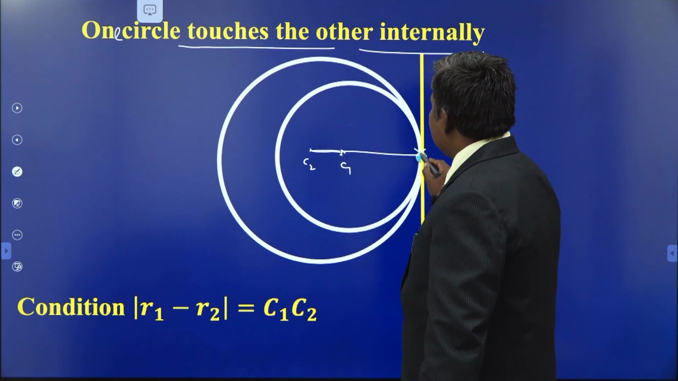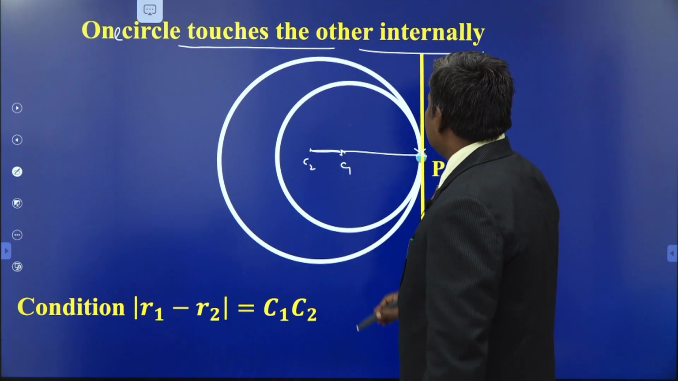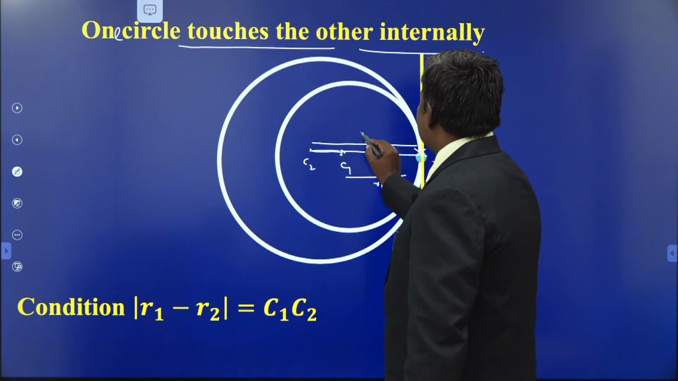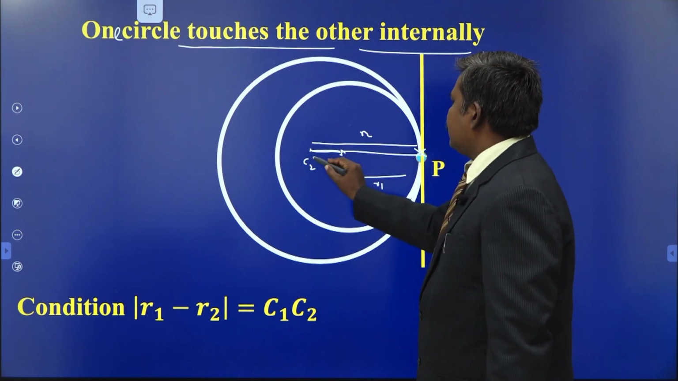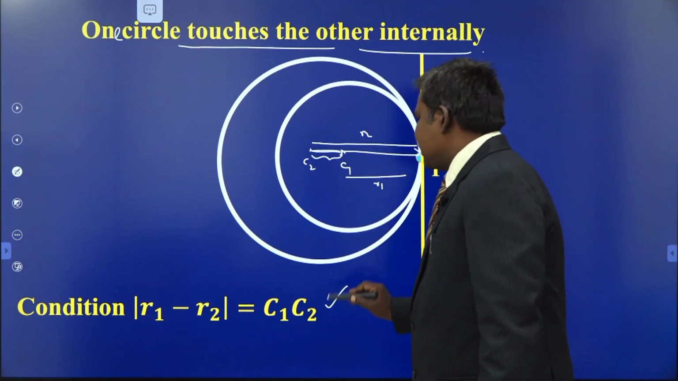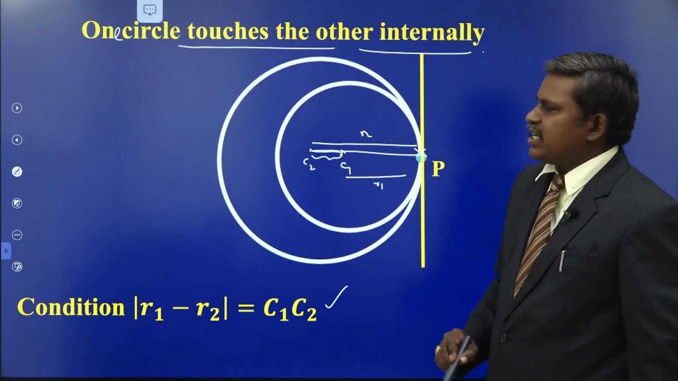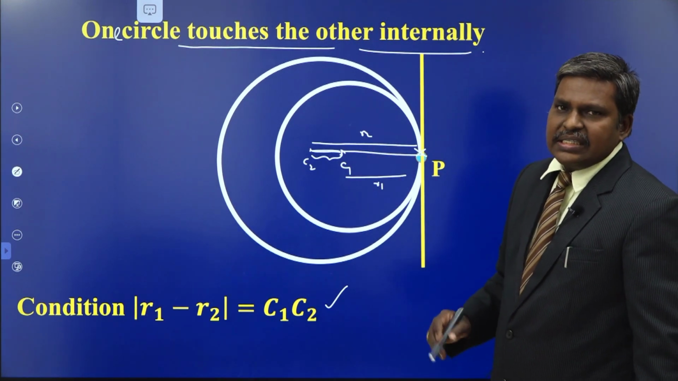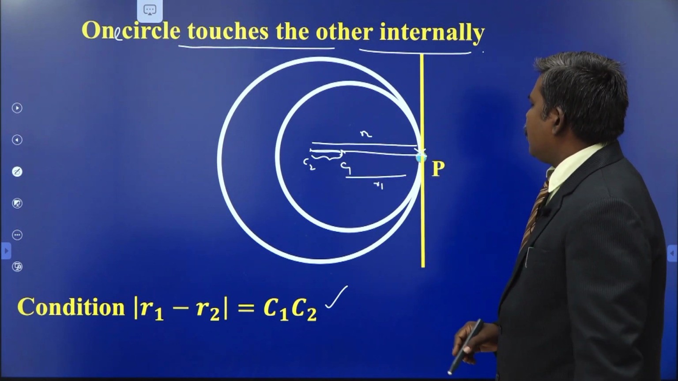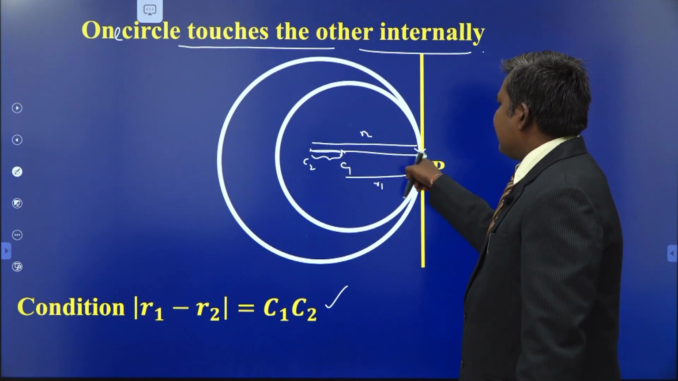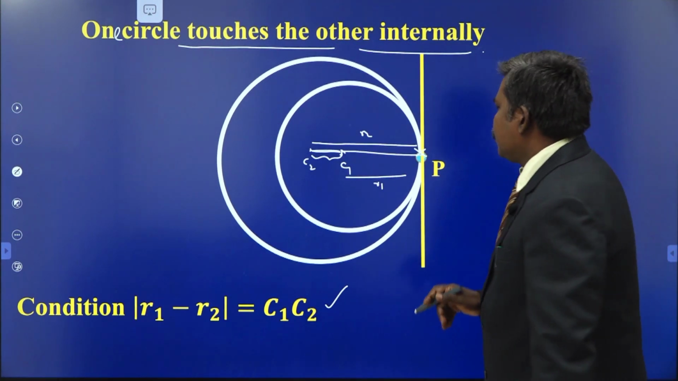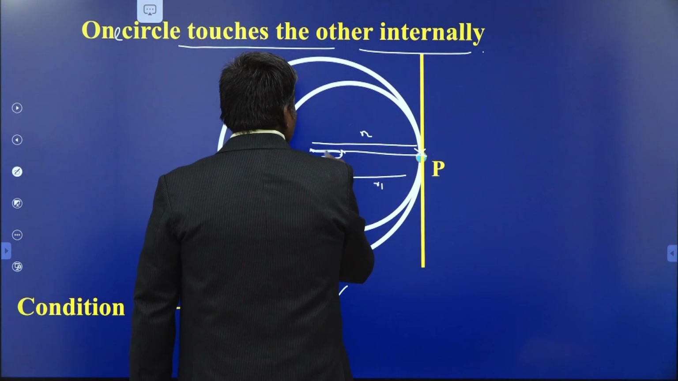And join like this. This is P. What is C1P? That is the radius of the first circle. This is the radius of the second circle. What is mod R1 minus R2? That is nothing but the distance between the two centers C1 and C2. Very simple condition. So, the difference of the radii is equal to the distance between the two centers. Then we say that the two circles touch each other internally. This point of contact P divides C1, C2 in the ratio R1 is to R2 externally. This is the line joining C1, C2.